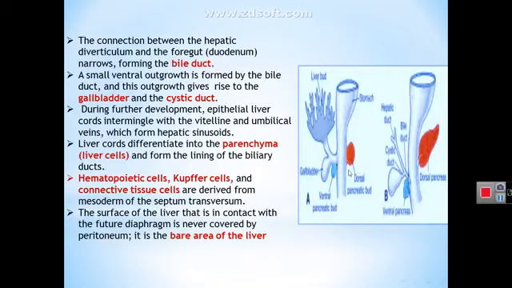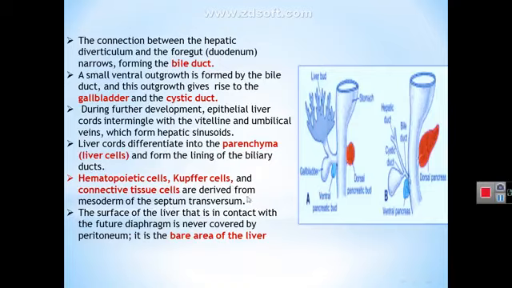During further development, epithelial liver cords intermingle with vitelline and umbilical veins, which form hepatic sinusoids. Liver cords differentiate into the parenchyma, the liver cells, and form the lining of the biliary ducts. The hematopoietic cells, Kupffer cells, and connective tissue are derived from the mesoderm of the septum transversum.